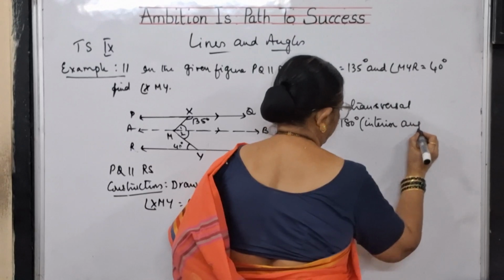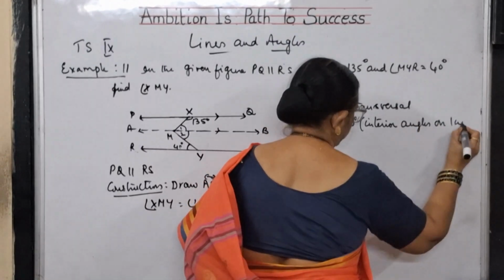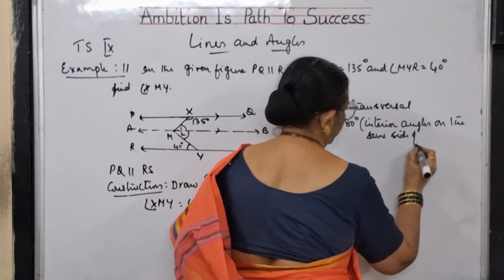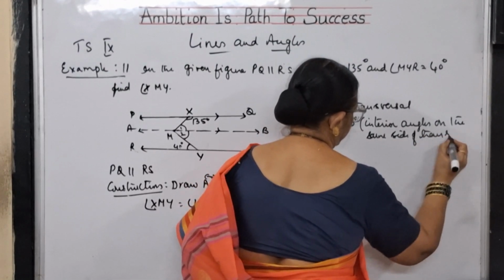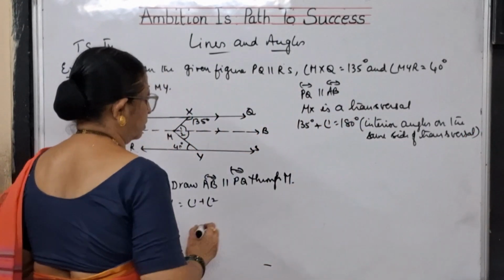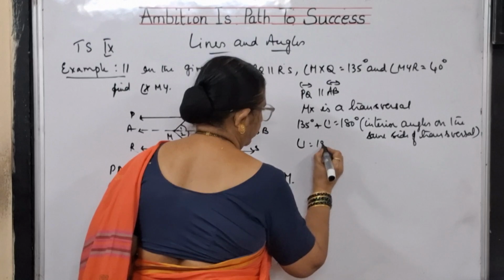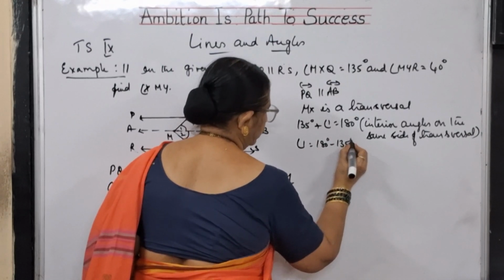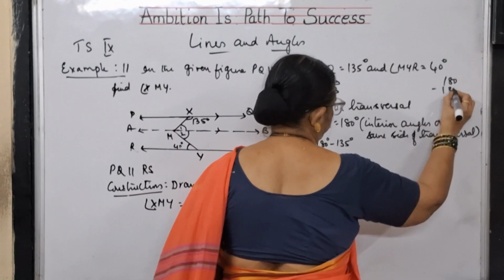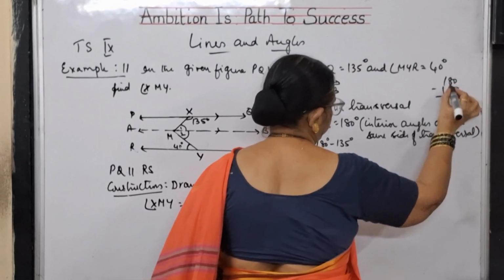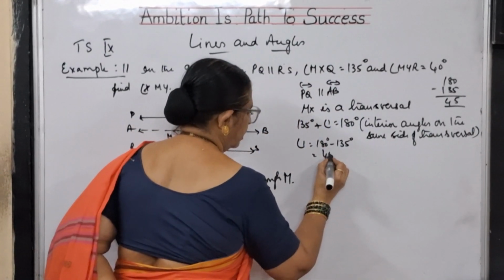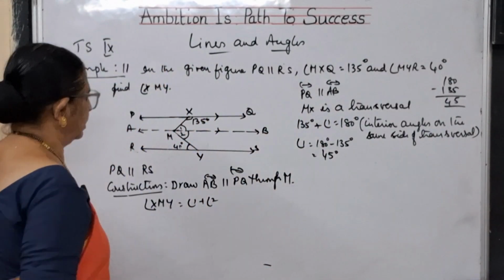Interior angles on the same side of transversal. So what is angle 1? 180 degrees minus 135 degrees. From 180, if you subtract 135, 5 here, 7 minus 3 is 4. 45 degrees. So angle 1 is 45 degrees.